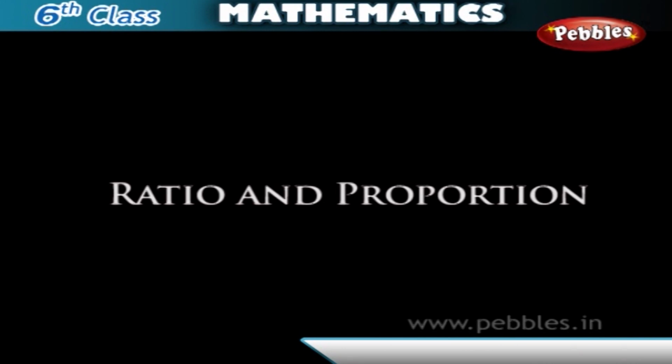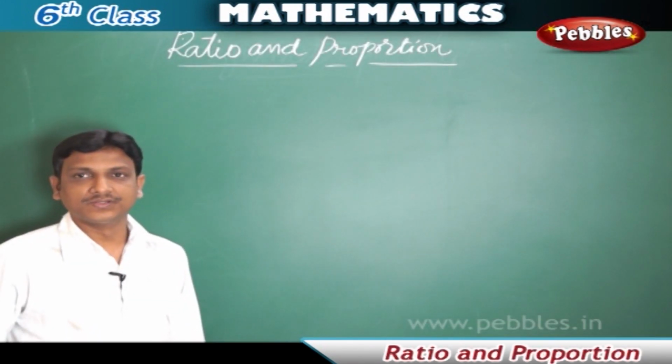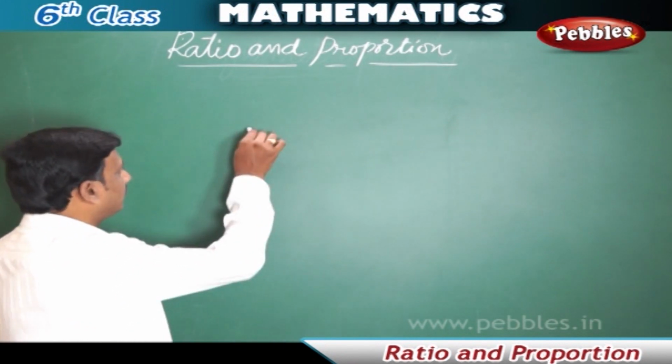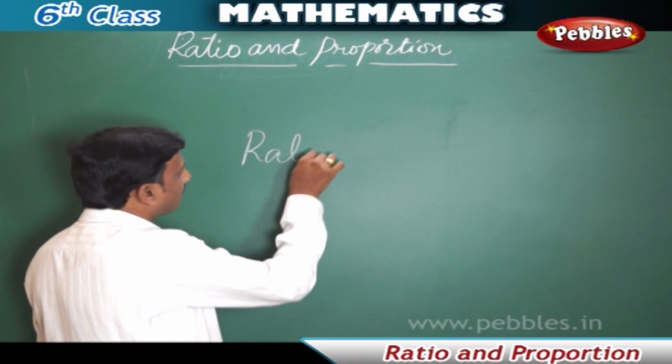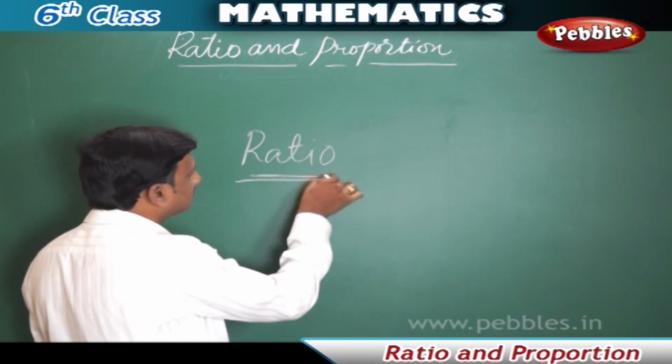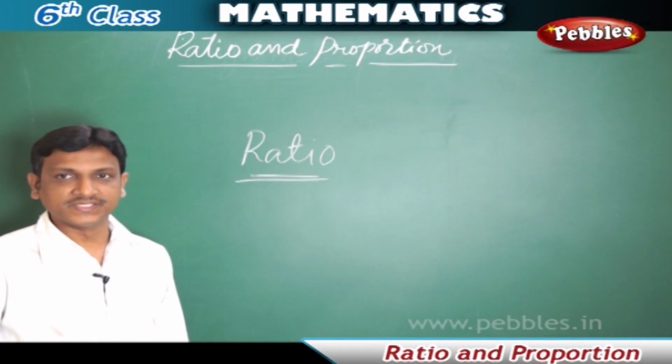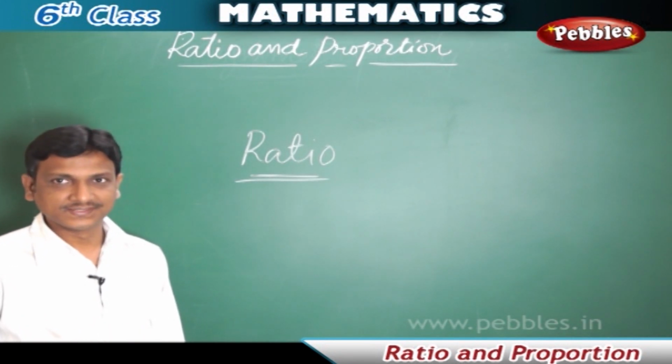Ratio and proportion. In this chapter, we are going to learn about ratio and proportion. First, let us see what is a ratio. Ratio is an ordered comparison of quantities of the same units.